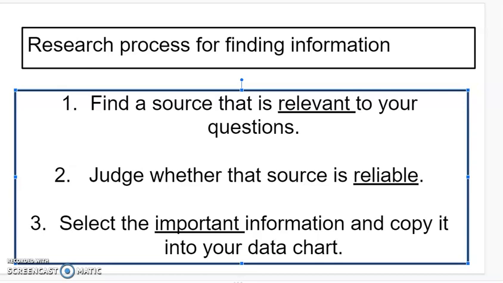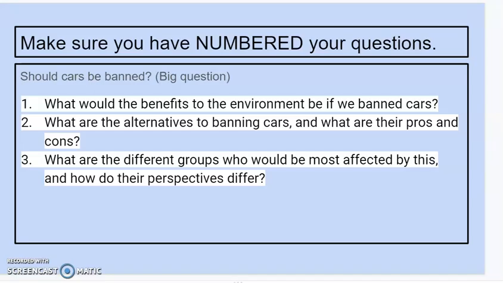So essentially you need to do three things when it comes to finding your information. Number one, you need to find a source that's relevant to your research questions. Number two, you need to judge whether that source is reliable. And number three, you need to select the important information and copy it into your data chart. So let's go through these three steps.